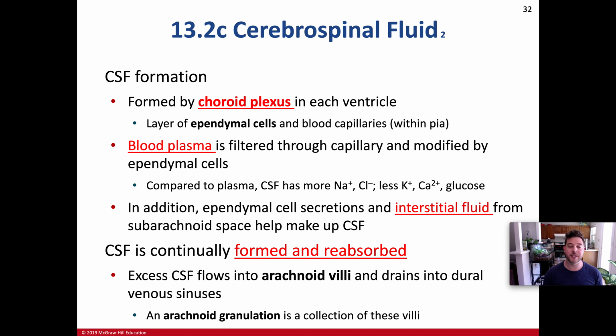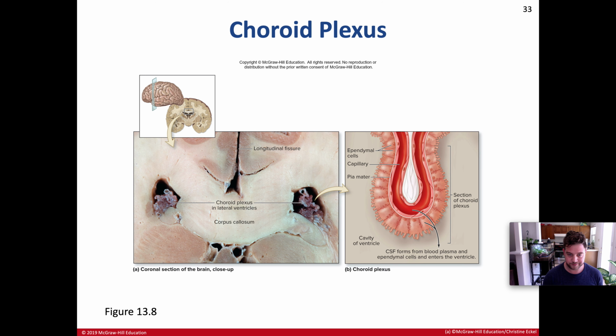In addition, the ependymal cells, secretions, and interstitial fluid from your subarachnoid space help make up the CSF. So in addition to blood plasma being filtered, you also have secretions from the ependymal cells to help make up CSF. CSF is continuously being formed and reabsorbed. Excess CSF flows into arachnoid villi and drains into the dural venous sinuses, and that eventually returns into just circulating blood volume. An arachnoid granulation is a collection of these villi.